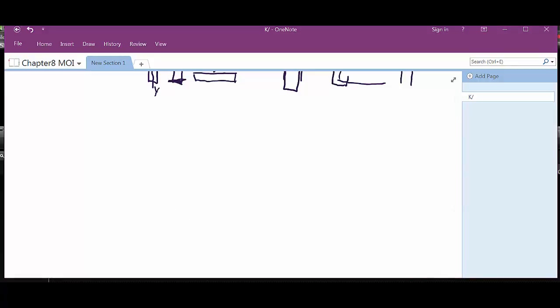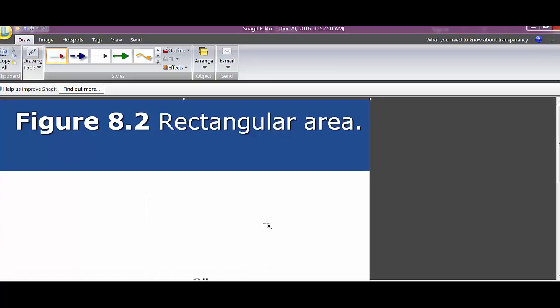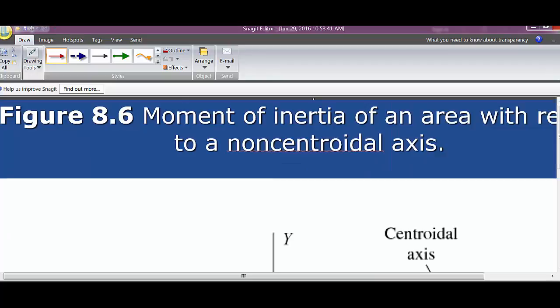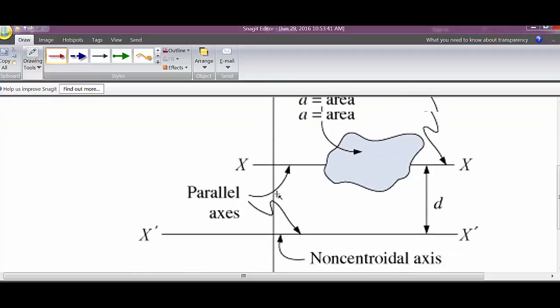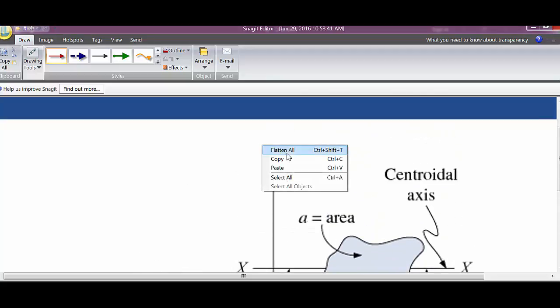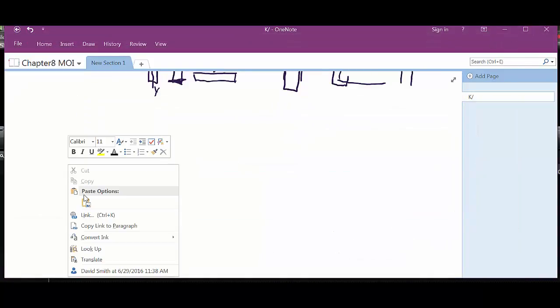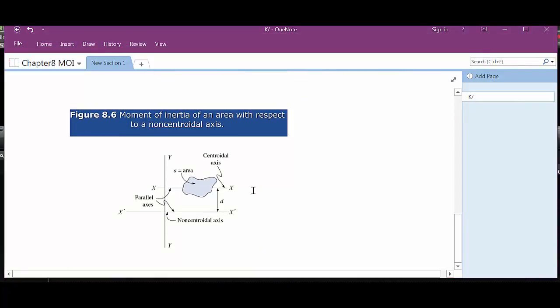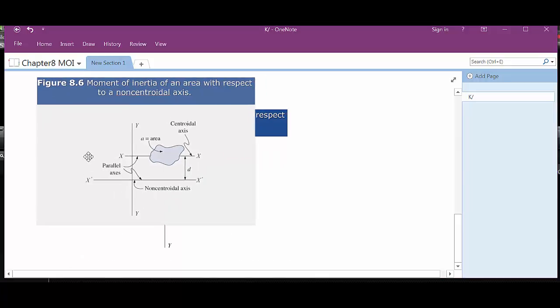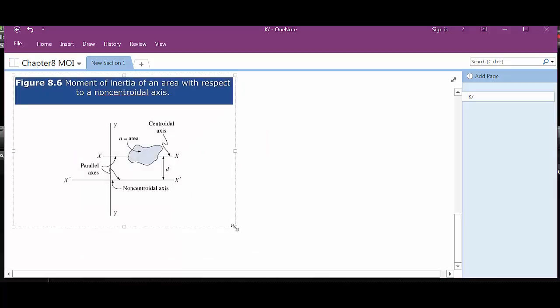Well, let's see if we can find something else here that was in the book. That was this one. Now on this one is the one we need to talk about, the transfer. This is when it gets fun. Or this basically is the non-centroidal axis, and how are we going to calculate that?